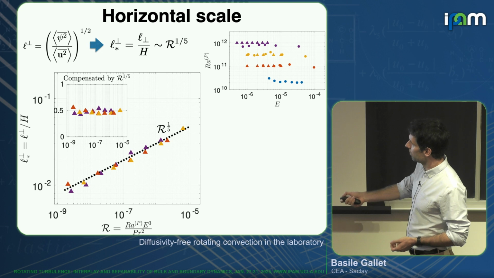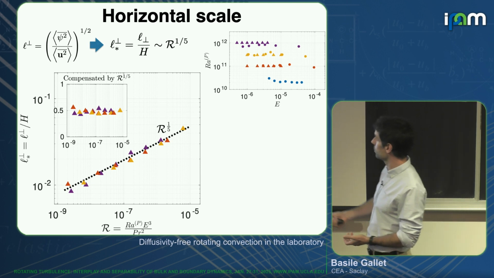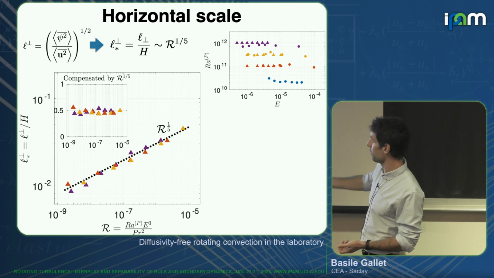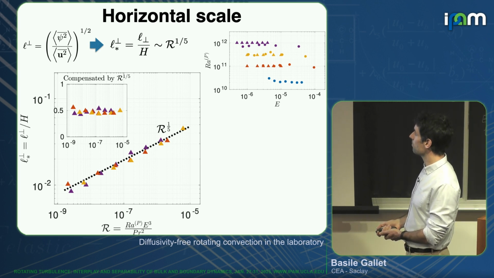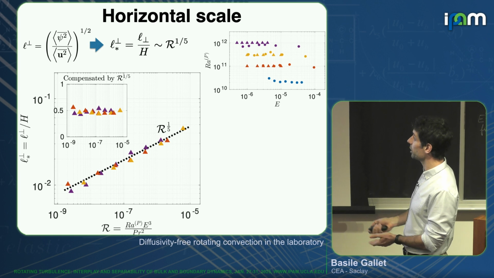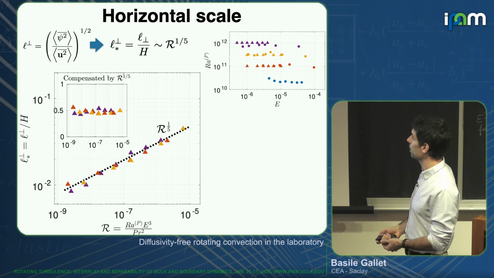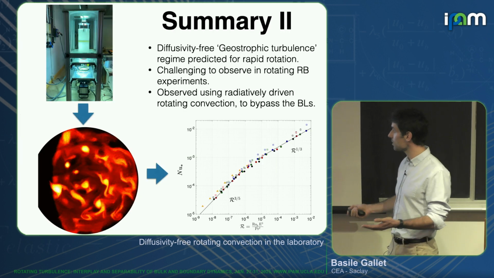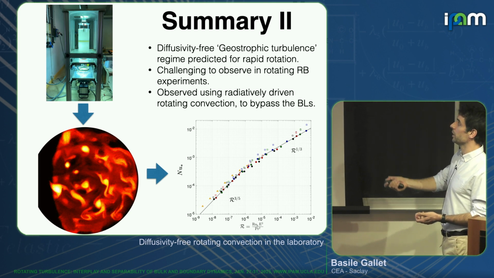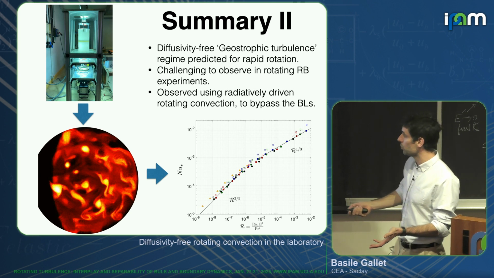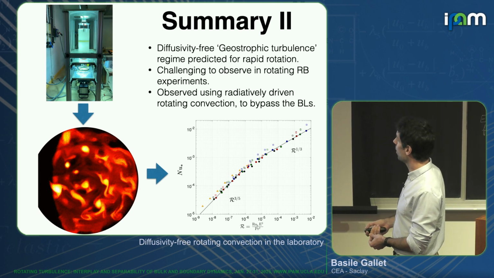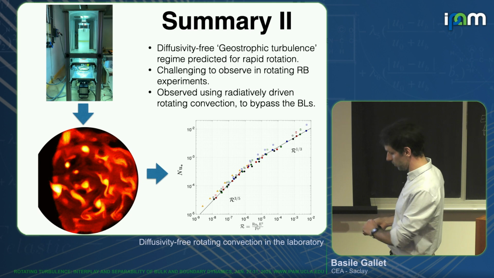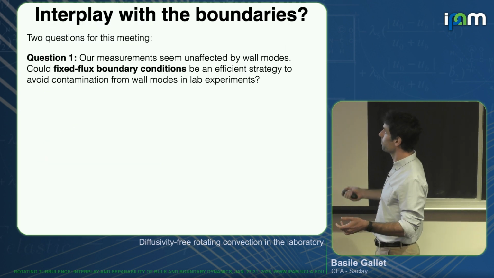Okay, so again, here we get a pretty good agreement with the r to the 1/5 for this horizontal length scale. So I think we can validate pretty much all the predictions of this geostrophic turbulence regime in the system. So that's the summary. You can combine radiative heating with rapid rotation to observe diffusivity-free rotating convection in the lab. And I'm going to stop here, maybe just a few slides of perspectives or questions.